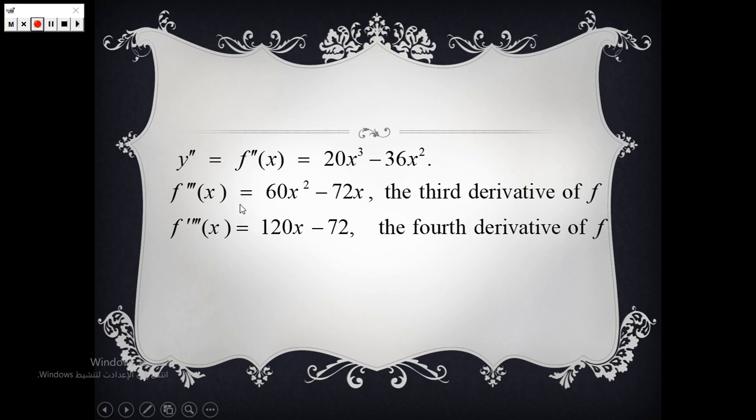The third derivative is f triple dash of x equal 20 times 3 will be 60x power 2 and derivative of negative 36x power 2 will be negative 72x. The fourth derivative will be derivative of 60x power 2 will be 120x and derivative of negative 72x will be negative 72.